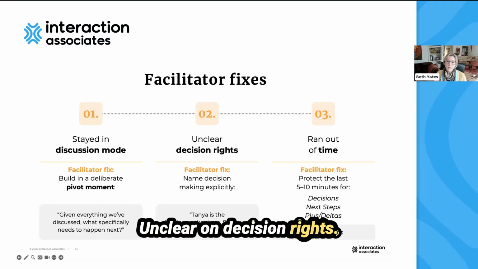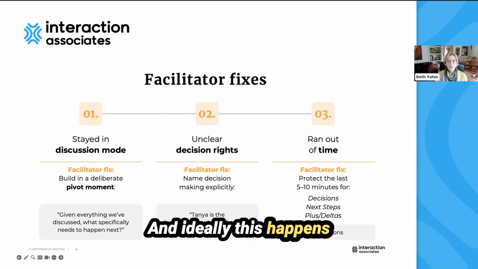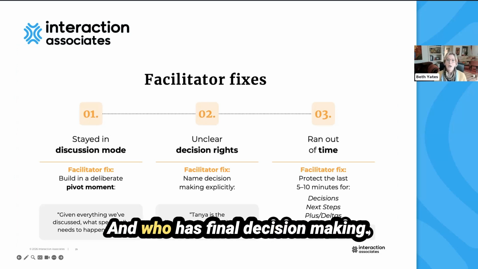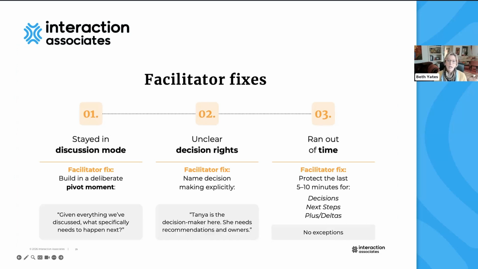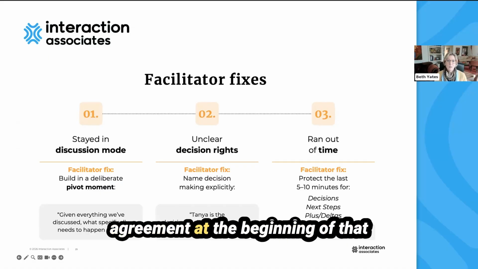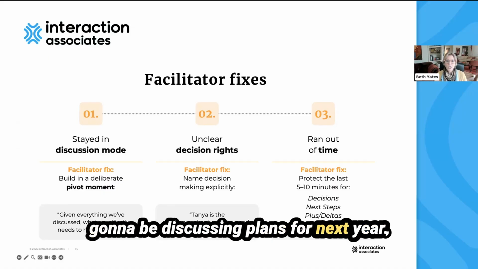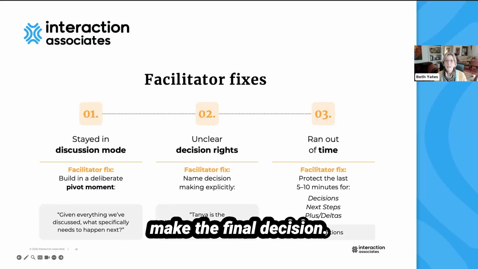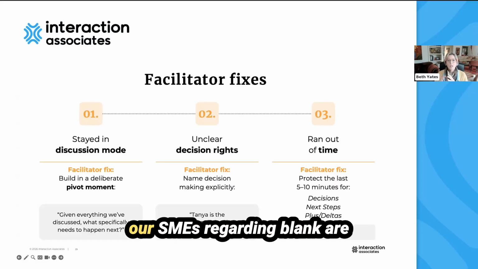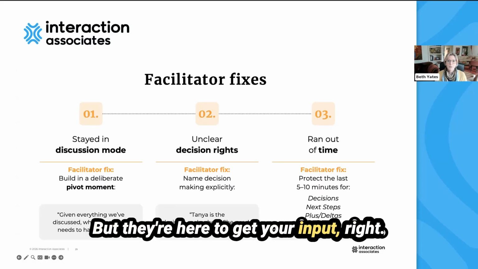Unclear on decision rights. So name decision making explicitly. And ideally, this happens before the meeting, that you know who has a say in it and who has final decision making. So when we go into a discussion, if one of our things is a decision or an agreement, at the beginning of that discussion, I'd like to say, so we're going to be discussing plans for next year. In this case, Deborah's going to make the final decision, or as we discuss this, our SMEs regarding blank are going to make the final decision, but they're here to get your input, right?